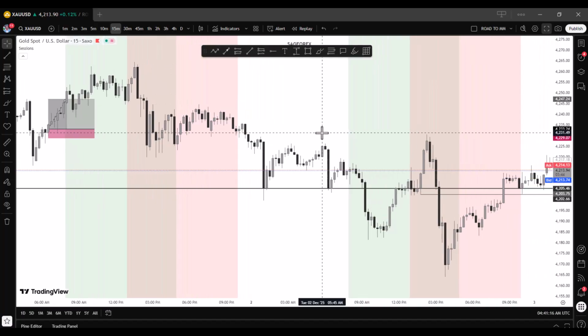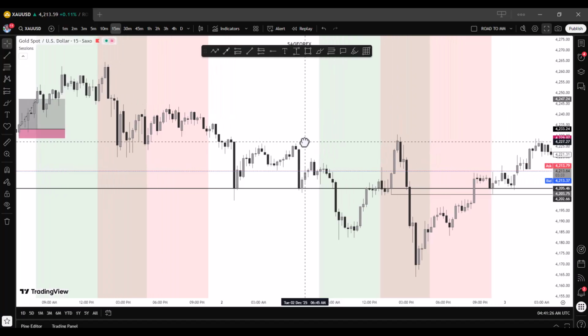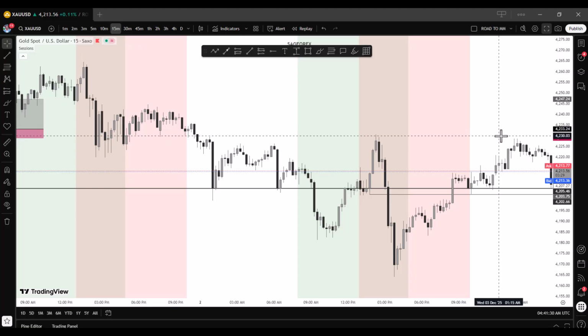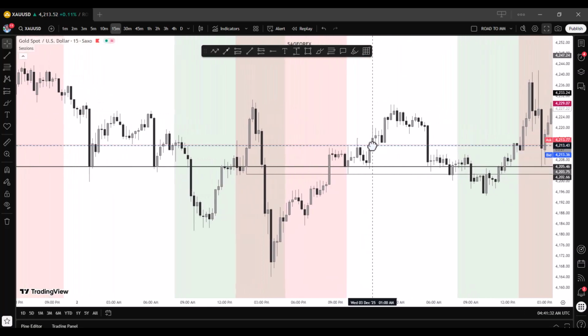If you don't want to use the indicator, you just have to know when the London session opens, when the New York session opens, and when they close. You just have to know that, and you don't necessarily need to use this indicator. So yeah, that is one thing.